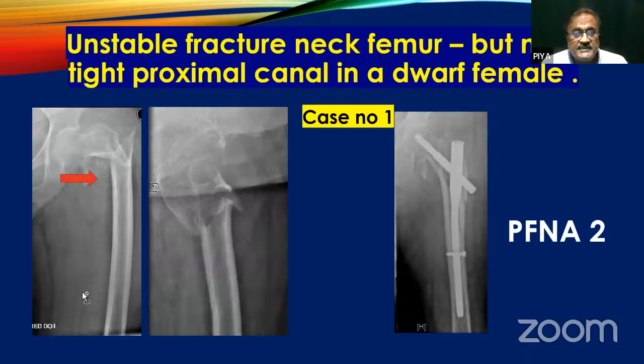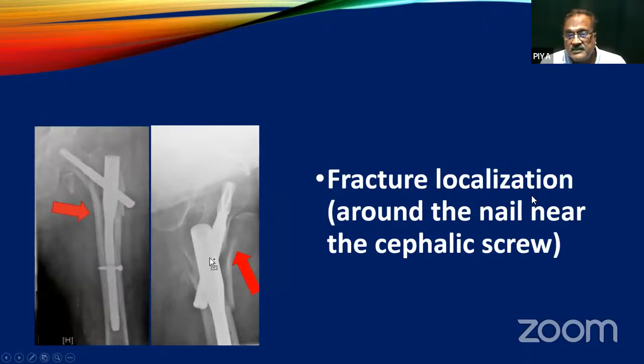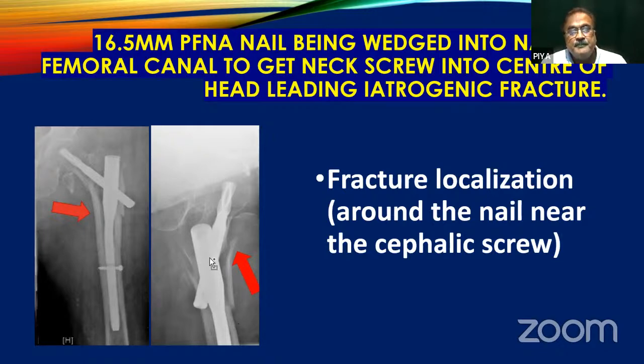So this is one of the first examples, an unstable fracture neck of femur, note a tight proximal canal in a dwarf female, treated by PFN nail. On closer observation you will find the fracture localization around the nail near the cephalic screw. There is a secondary fracture that occurred during the nailing. A 16.5 mm PFN nail was wedged into the narrow femoral canal to get the screw into the center of the femoral head, leading to an iatrogenic fracture of the anterior part of the proximal femur.